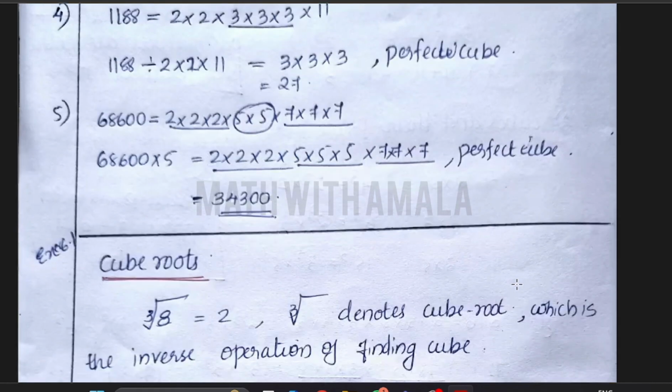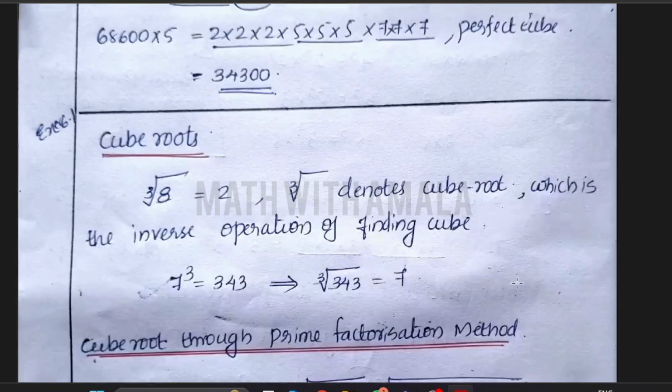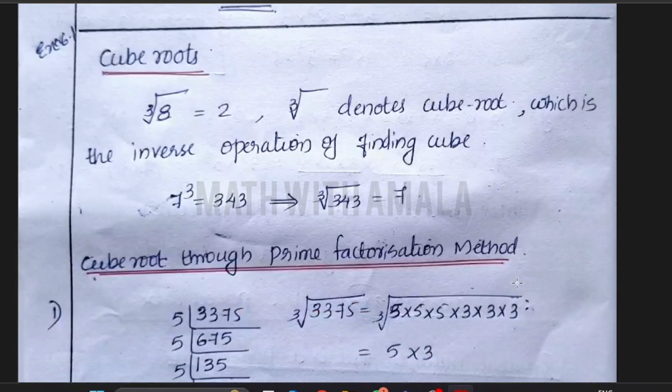Now let's move to the cube roots part. Here we have the notation, like we have mentioned for the square roots. This is generally known as a radical, and you have to write a 3 if it is a cube root just before it or inside that V shape. Then that radical denotes the cube root, which is the inverse operation of a cube. 7 cube is equal to 343 means the cube root of 343 is 7.